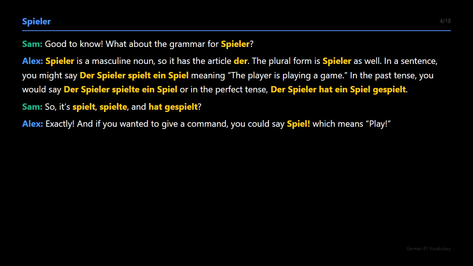In the past tense, you would say, Der Spieler spielte ein Spiel, or in the perfect tense, Der Spieler hat ein Spiel gespielt. So, it's spielt, spielte, and hat gespielt. Exactly. And if you wanted to give a command, you could say, Spiel, which means play. That's really clear.